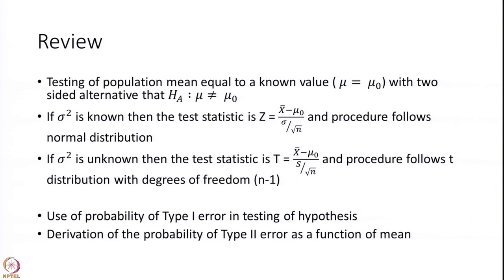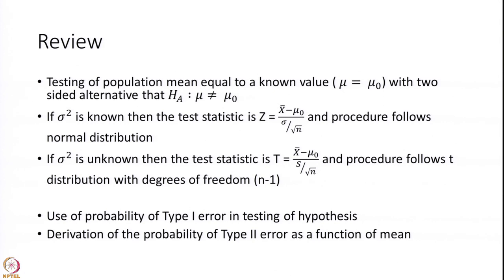We found that when the population variance is known, the test statistic is z, which is sample mean minus mu 0 divided by standard deviation over square root n. If the population is normal, this follows a normal distribution. If sigma square is unknown, then the test statistic is defined as t, which is x bar minus mu 0 divided by sample standard deviation divided by square root n. And under the assumption of the normal population, this t statistic follows a t distribution with n minus 1 degrees of freedom.